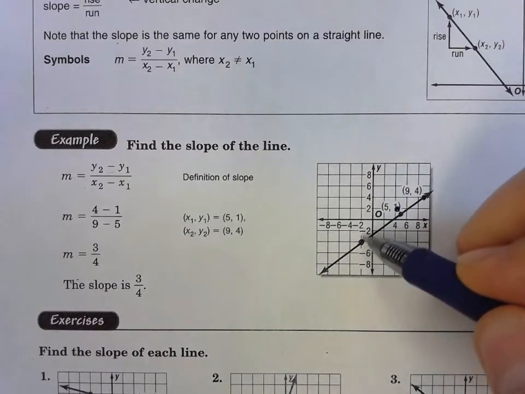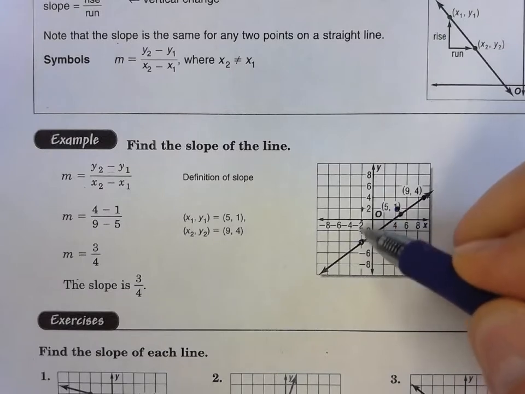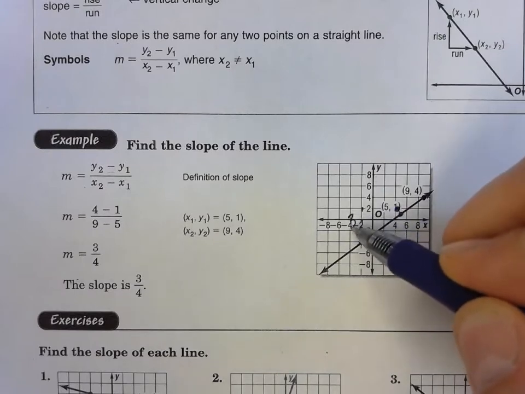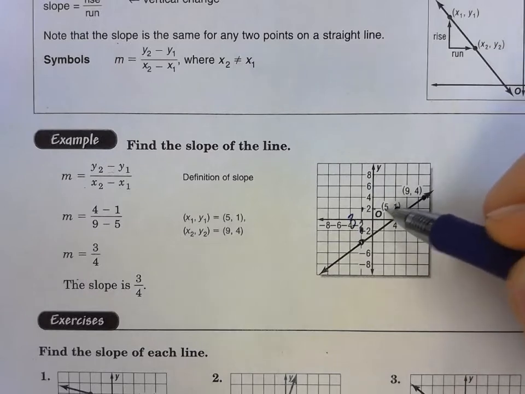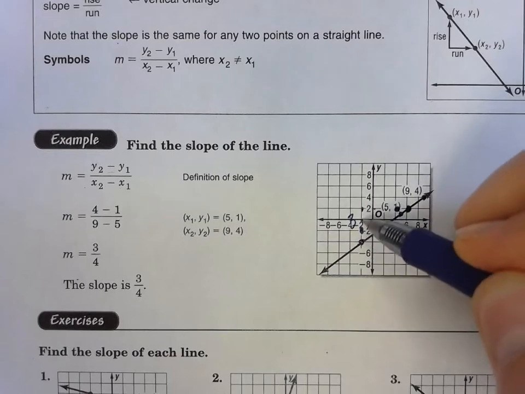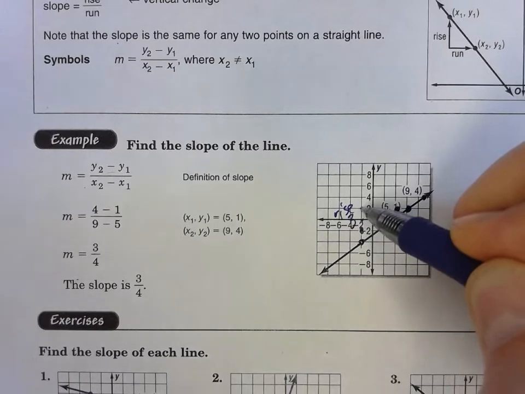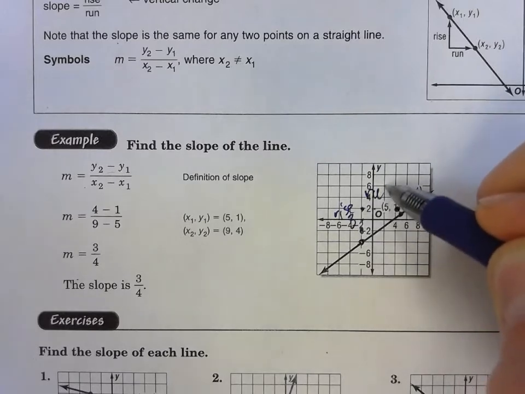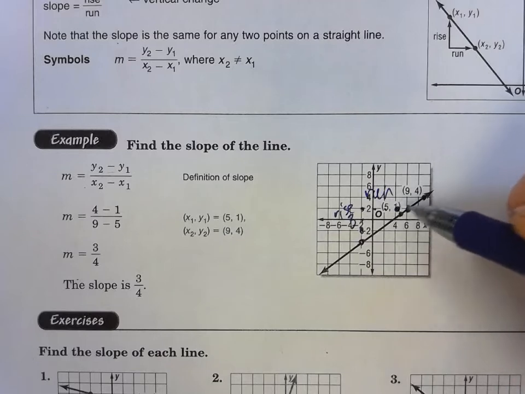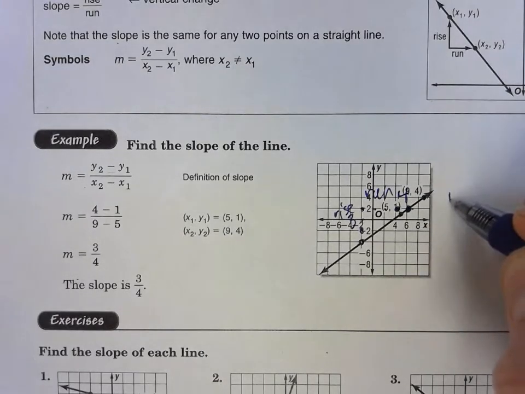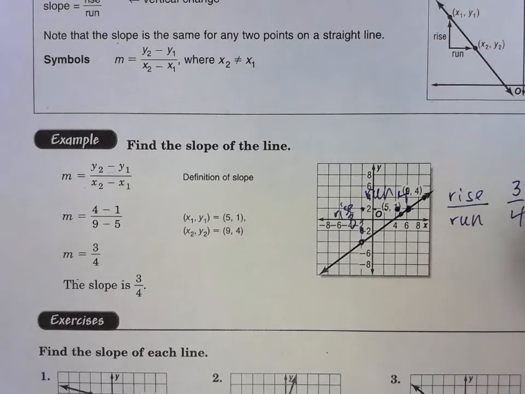Okay, so you go up 1, 2, 3. So that would be 3 up, and then right 1, 2, 3, 4 would be over to there. Again we go up 1, 2, 3. So that's the rise, and the run would be coming this direction. So we're here and we go 1, 2, 3, 4. All right, so we're doing rise over run, and that would be 3/4. So that means the m for this particular one is 3/4, or the slope for this particular graph is 3/4.